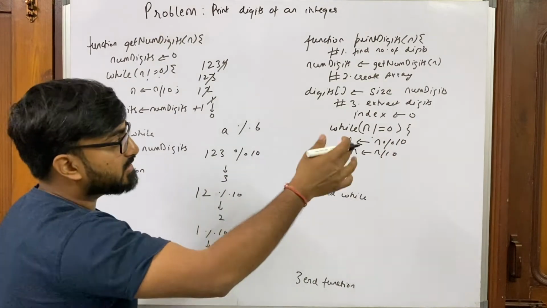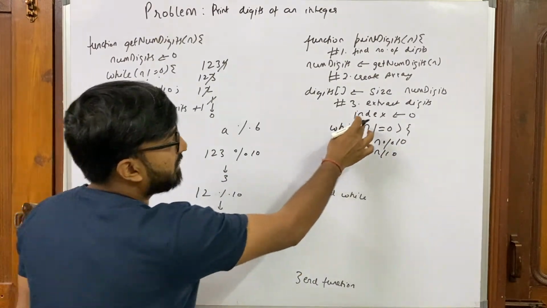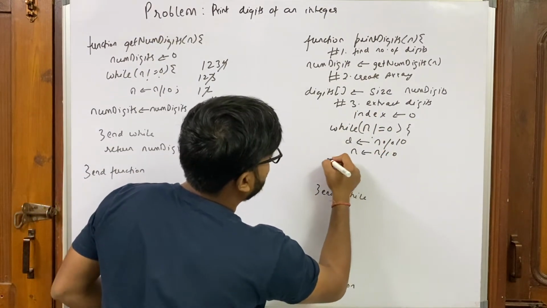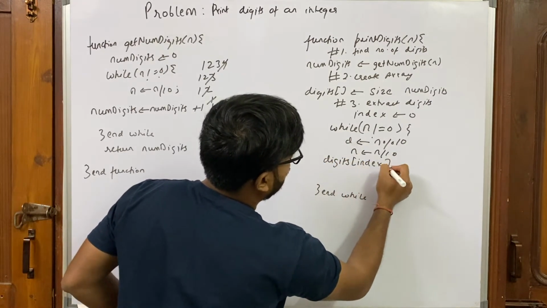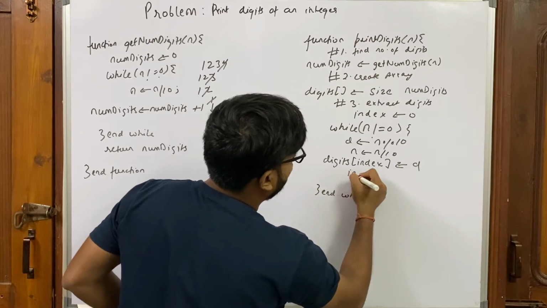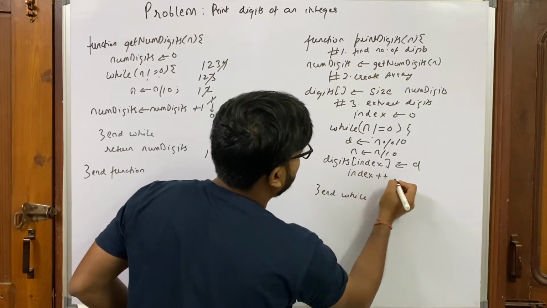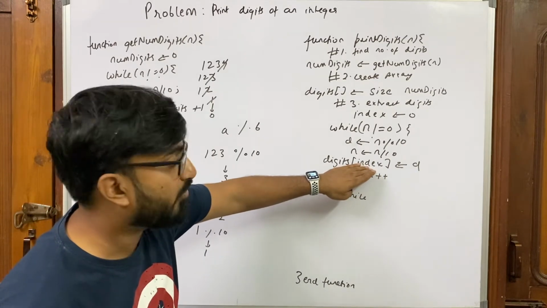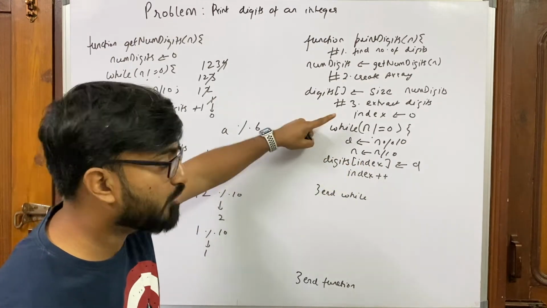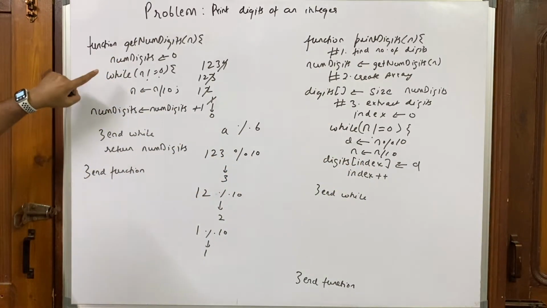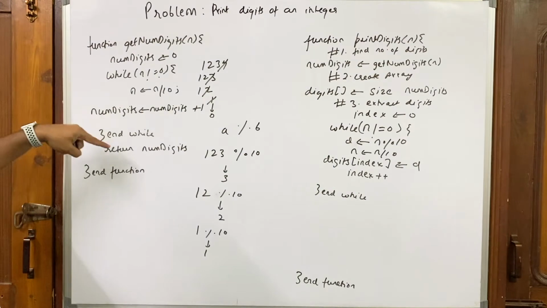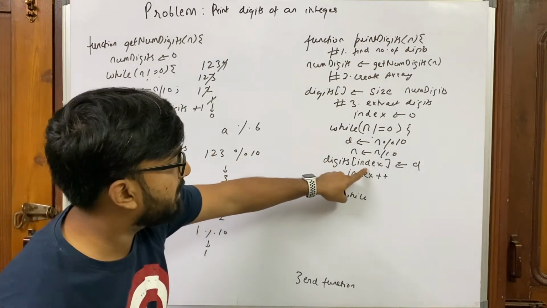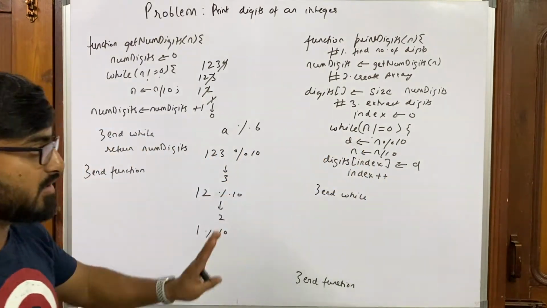This will store the index to which the next digit is stored, starting at 0. So I'll say digits of index stores the value d, and then you move on to the next index. This index will never go out of bounds because the number of times this loop runs is exactly the same number of times this loop runs. And the size of this array is basically the number of times this loop runs. So basically index will never cross the bounds. You can be assured of that.